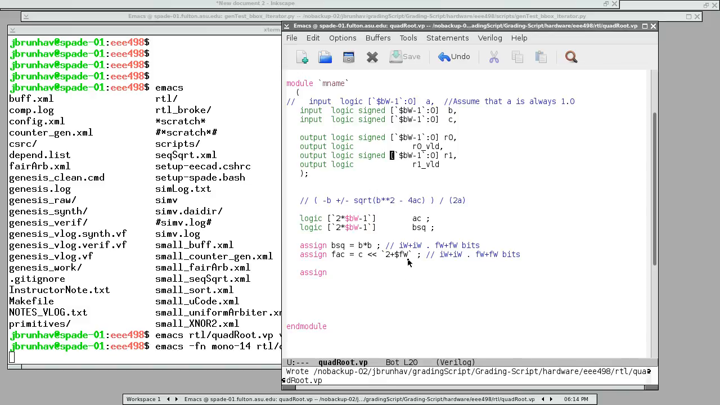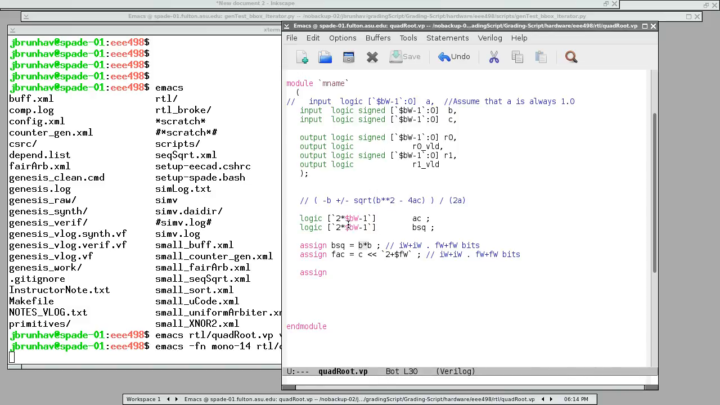So now we have signed multiplies inferred here. We should make sure this is signed as well. Signed. Great. So this is now a signed multiply. This will be, and then we mean this to be arithmetic. So that should happen that way. Great.